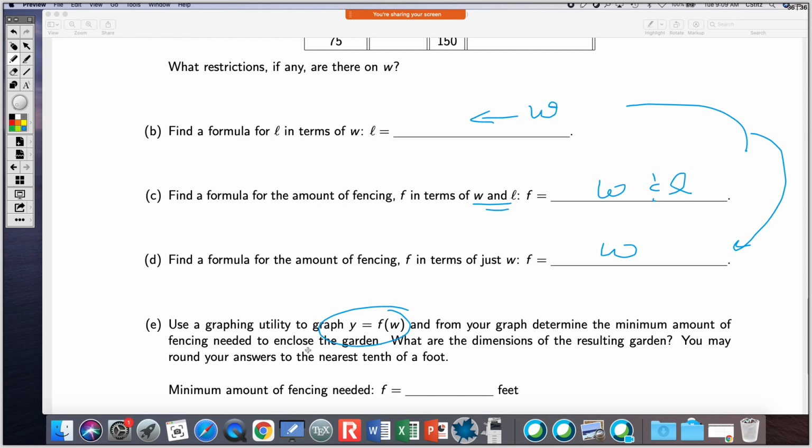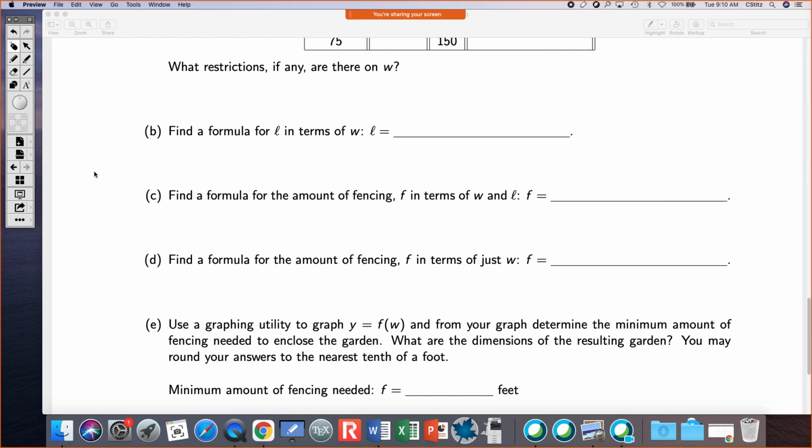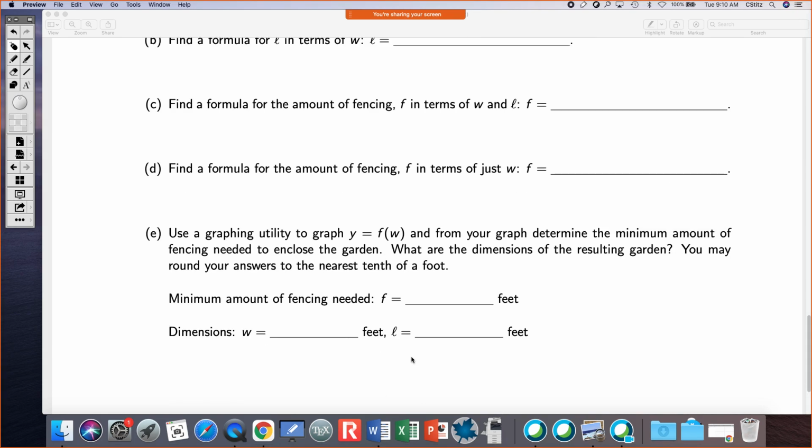And then you're going to graph that on Desmos, and you want to find the minimum. Okay? So it's very much like the functions we looked at in chapter 3. So we actually did an example or two of this back in chapter 3 with the applications there. But you want to graph this on Desmos. So use a graphing utility. That's code for Desmos to graph your function and then find the minimum. Round your answers to the nearest foot. So the minimum amount of fence you need, and then what's the W and what's the L.